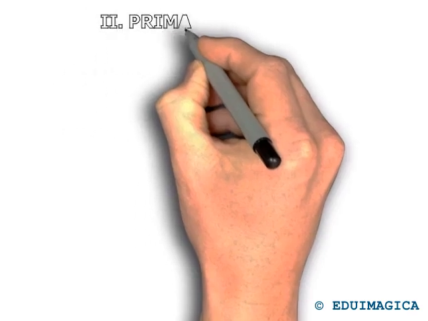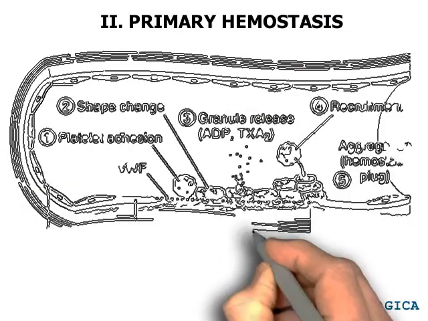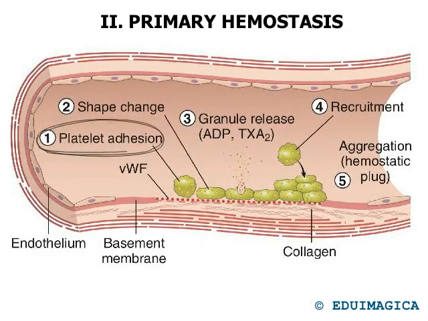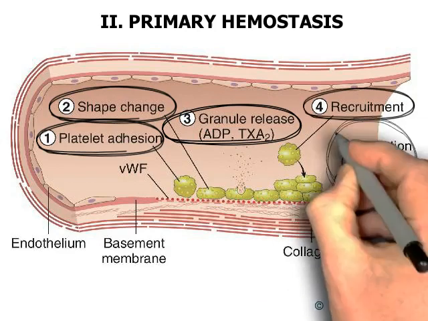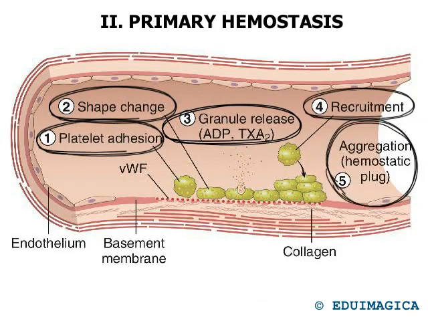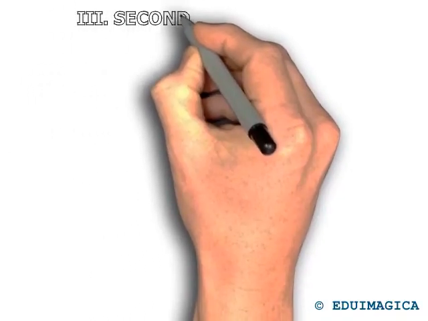Now, let's talk about the second part, the primary hemostasis. In this, disruption of endothelium exposes the subendothelial von Willebrand factor and collagen, which promotes platelet adherence and activation. Activation of platelets results in a dramatic shape change as well as the release of secretory granules. Within minutes, the secreted products recruit additional platelets which undergo aggregation to form a primary platelet plug, or the primary hemostatic plug.